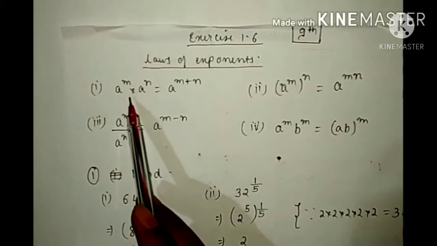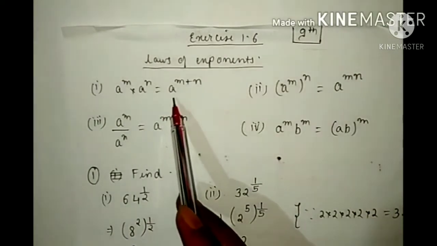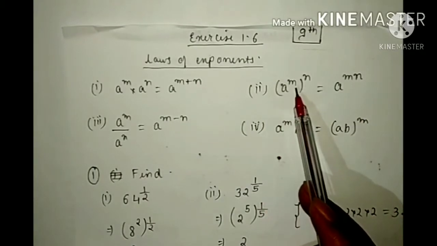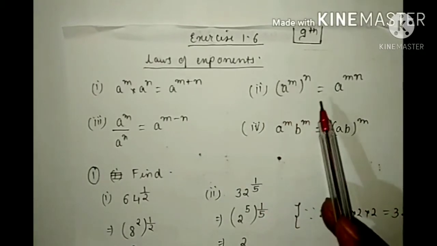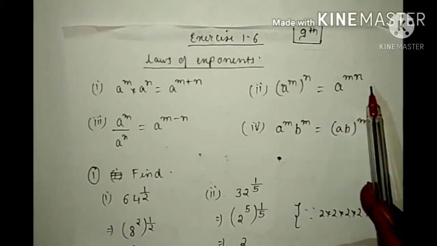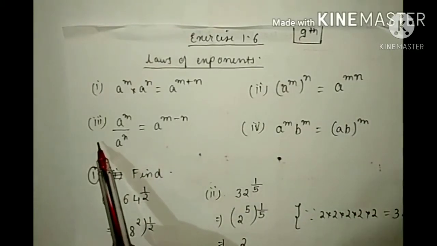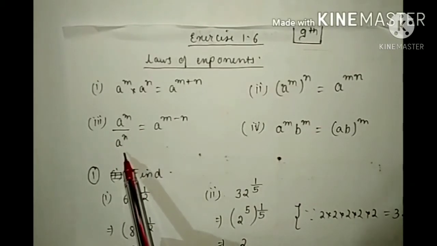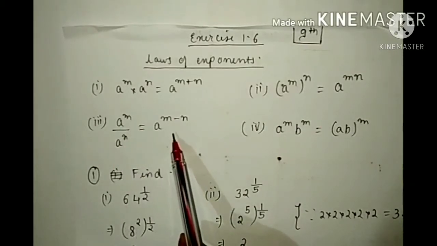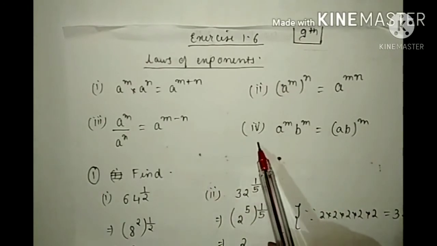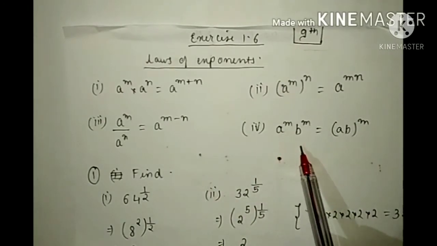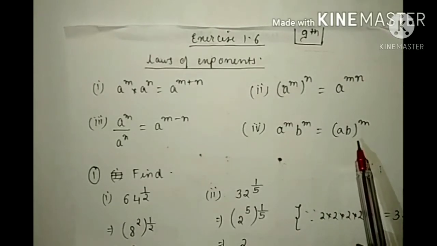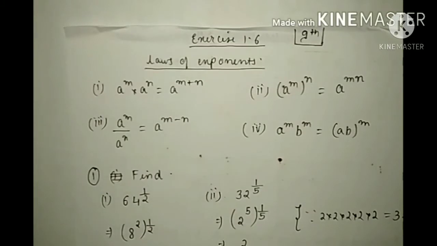a की power m into a की power n is equals to a की power m plus n. Second, a की power m whole power n is equals to a की power m into n. Now third, a की power m divided by a की power n is equals to a की power m minus n. Now fourth one, a की power m into b की power m is equals to ab की power m.